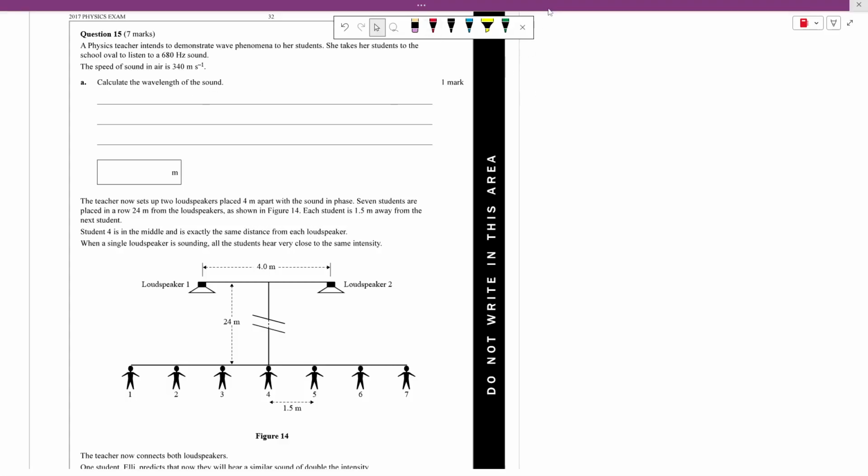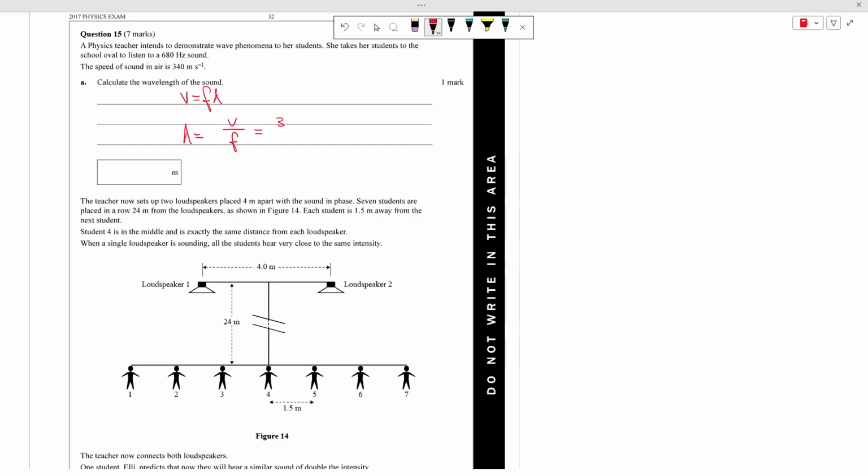1 mark, very easy. It's a wave equation. V equals frequency times wavelength. So we want the wavelength equals speed of sound divided by frequency. Speed of sound is said to be 340 there, and the frequency is said to be 680. So 340 over 680 is 0.5 meters. Easy. 1 mark in 30 seconds.